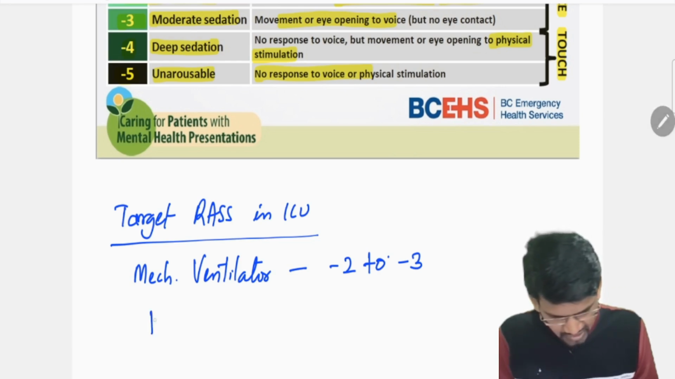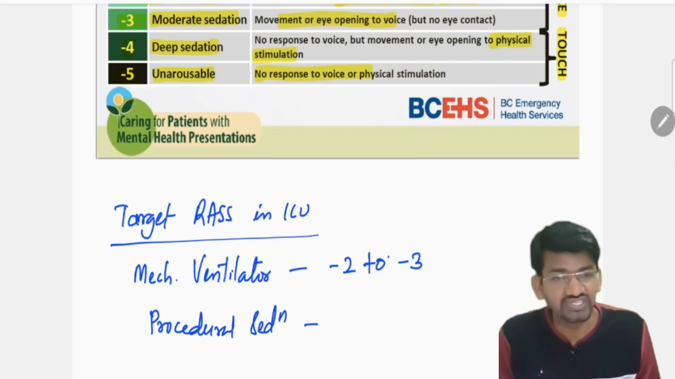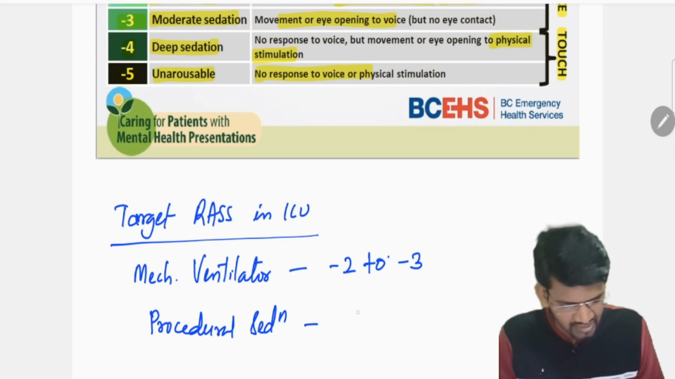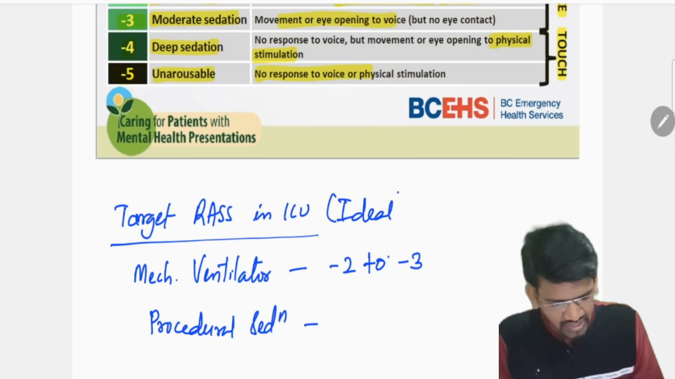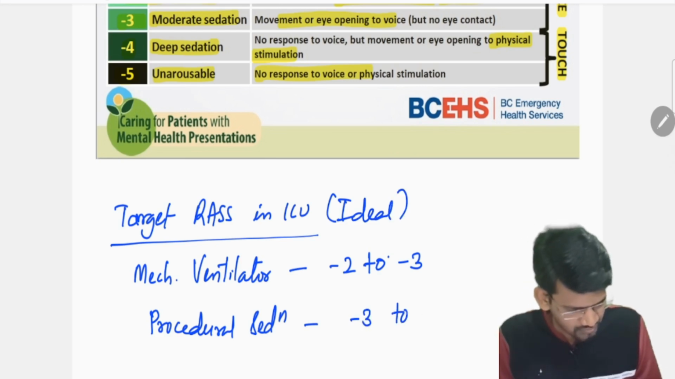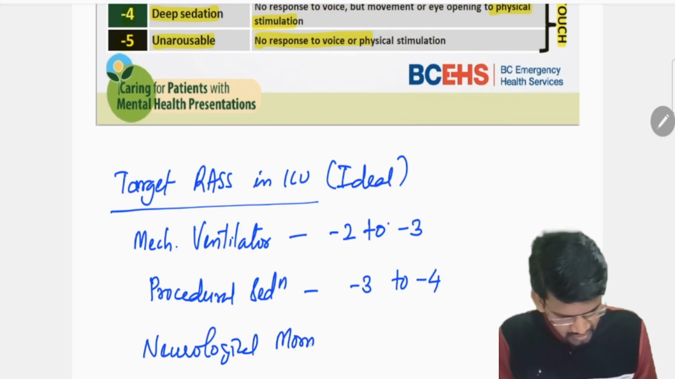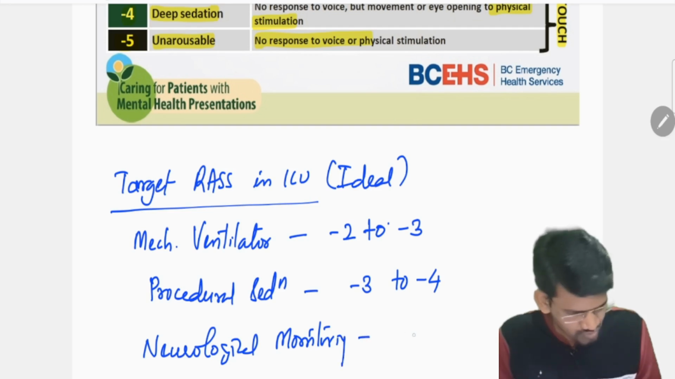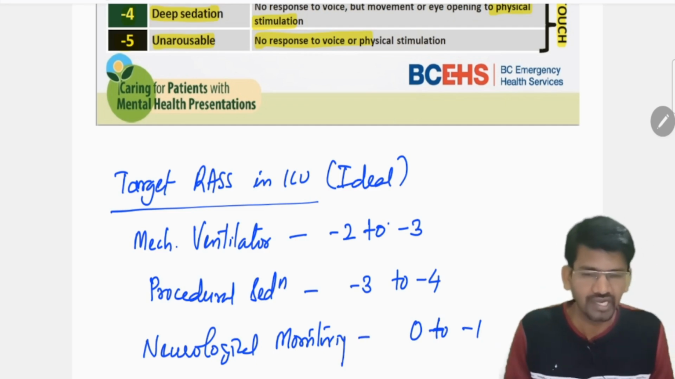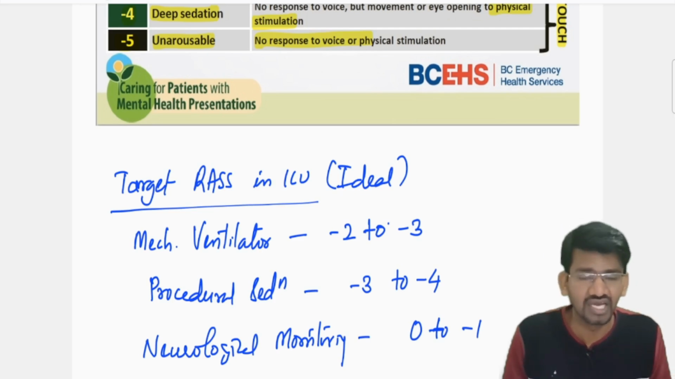And if the patient is on procedural sedation, meaning the patient is receiving sedation for some procedure, then the ideal RASS score should be -3 to -4. Then if you are doing neurological monitoring, your RASS score should be between 0 and -1. Okay, so this is the ideal target for RASS in ICU patients.